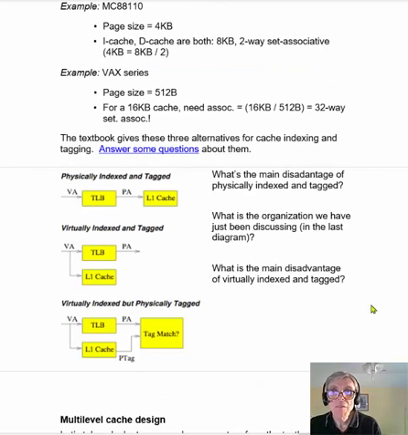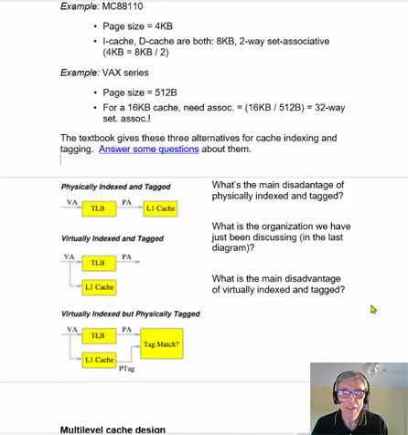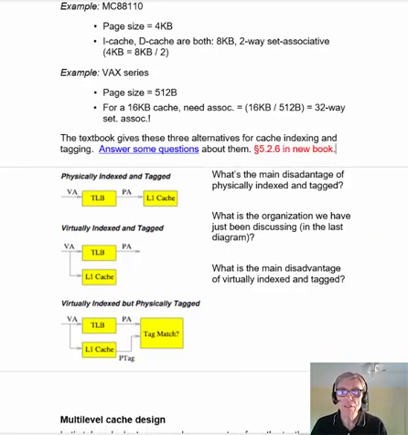So I want to finish off with 3 alternatives for cache indexing and tagging. And this is contained in section 5.2.6 of the new textbook, the 2016 Solihin textbook. First question, what's the main disadvantage of a physically indexed and tagged cache? What is the organization that we've just been discussing in the last diagram? And what is the main disadvantage of virtually indexed and tagged?